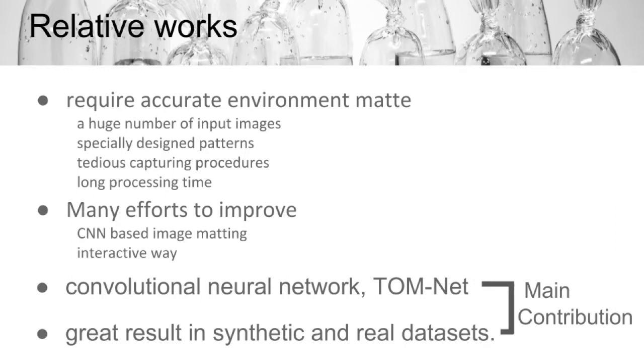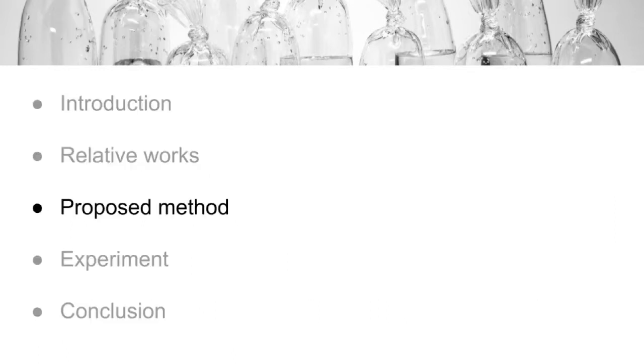We propose a convolutional neural network, TOM-Net, to learn an environment matte of a transparent object from a single image. To the best of their knowledge, TOM-Net is the first CNN that is capable of learning transparent object matting, and their TOM-Net has produced promising results on both synthetic and real datasets. So now let's look at the proposed method.